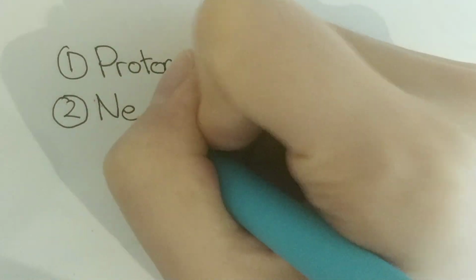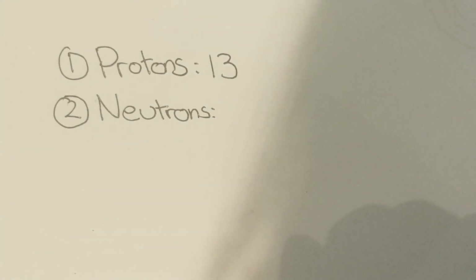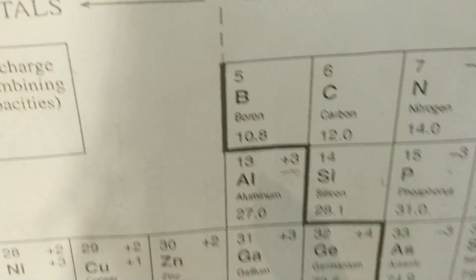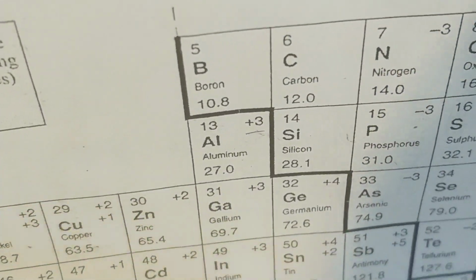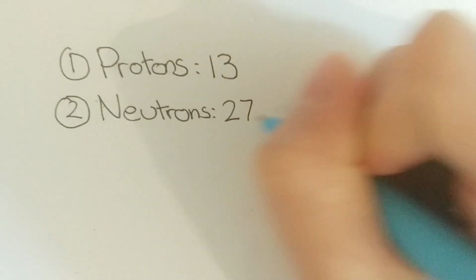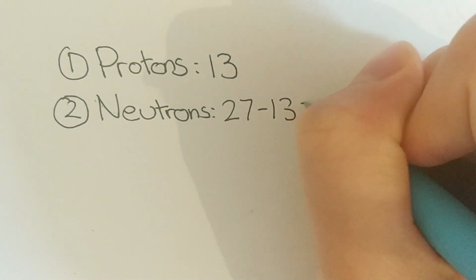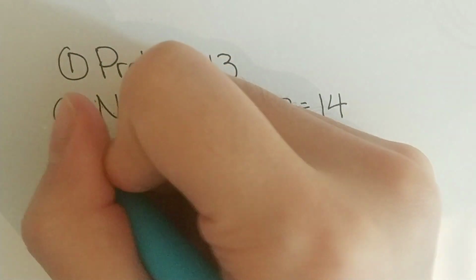What is the second thing? Do you remember? Well, the second thing is the same as before, the number of neutrons. Again, the number of neutrons is the rounded atomic weight minus the number of protons, which is 27 minus 13, which equals 14. So the third thing you need to know is the number of electrons.